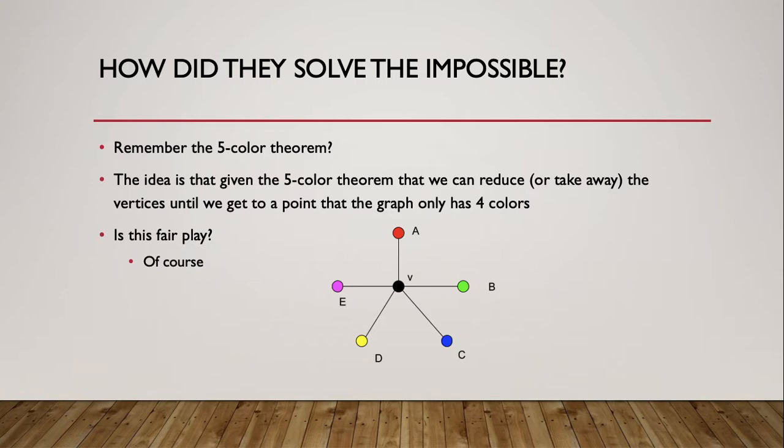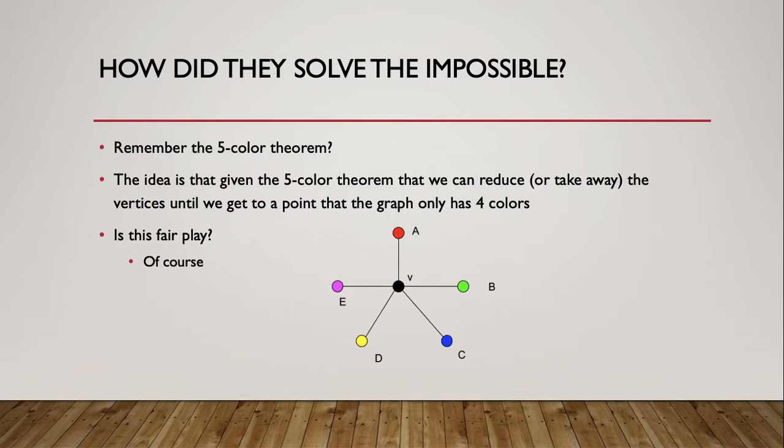Yes, of course, this is fair. All you would have to do is, say for this graph down here that we have A, B, C, D, and E, all we would do is take away E, and I guess this is maybe not the best of examples, but you can see that A, which is red, is not going to touch any of the other colors.